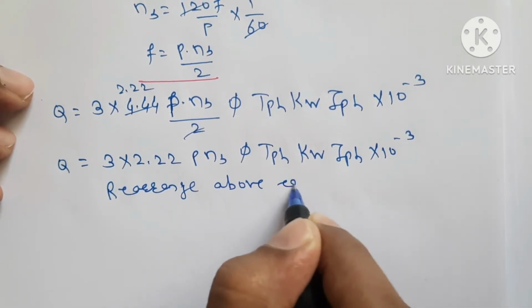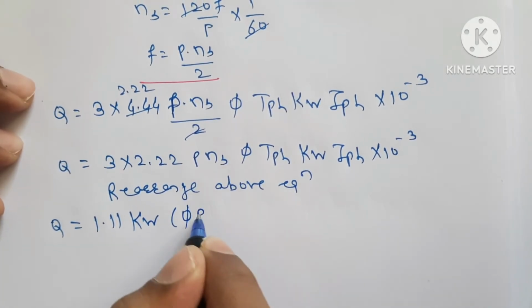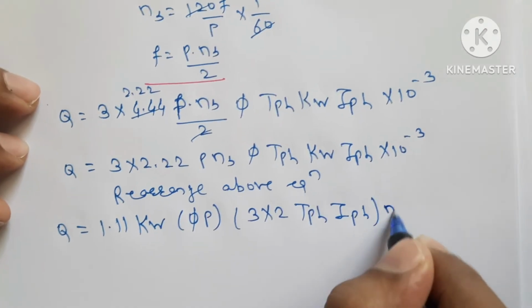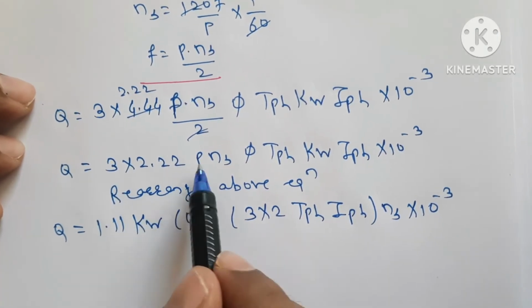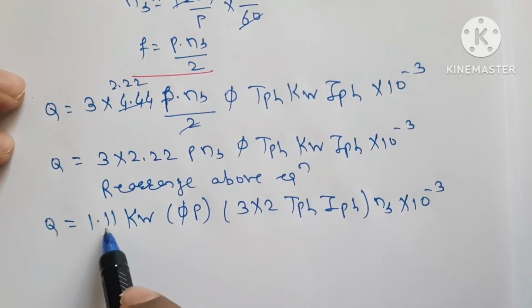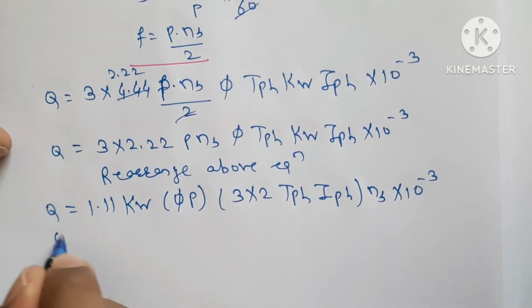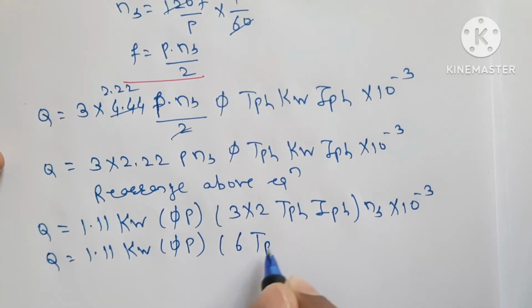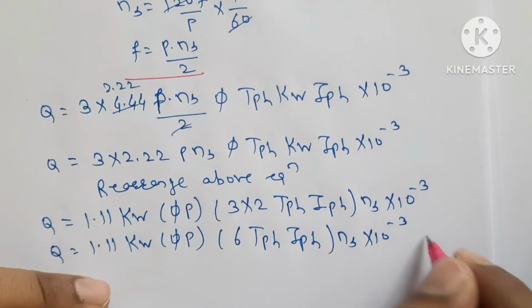Rearranging the above equation, Q is equal to 1.11 kW phi P into 3 into 2 TPH IPH ns into 10 to the power minus 3. Here what we have done is 3 into 2.22, that is 6.66. This 6.66 we have divided as 1.11 into 3 into 2, that is 6 into 1.11, again 6.66. We have only divided it this way because we will need a relation ahead. Okay. Q is equal to 1.11 kW phi P into 6 TPH IPH into ns into 10 to the power minus 3. This is equation number 3.